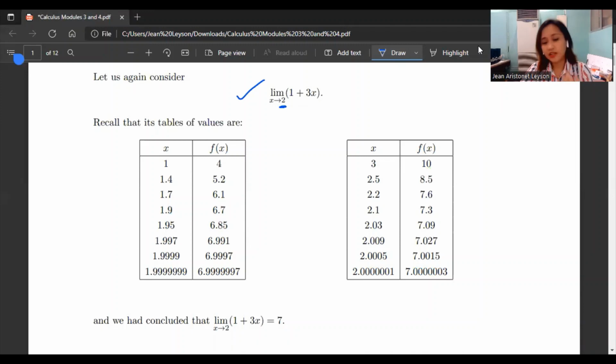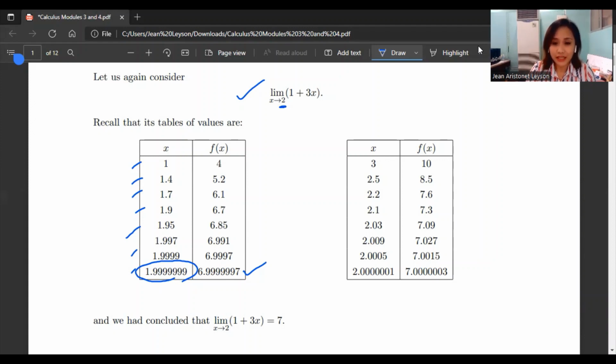These are the values from the left of 2: 1, 1.4, 1.7, 1.9, 1.95, and so on, up to 1.99999, which is a value very close to 2, but not 2. After substituting these values into our function, we got these answers. That determines the limit from the left.